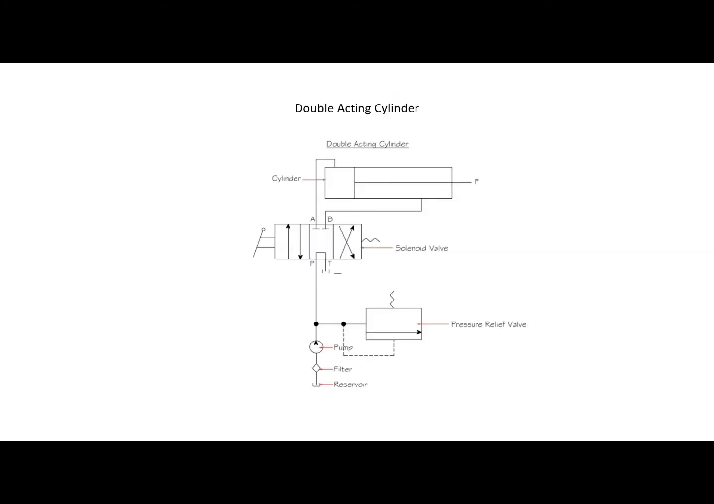This is the example of a double acting hydraulic cylinder circuit. The components are the reservoir, filter, pump, pressure relief valve, solenoid valve, and double acting hydraulic cylinder. The operation: when the four-way valve is in tandem design, the cylinder is hydraulically locked. Also, the pump is unloaded back to the tank at essentially atmospheric pressure.